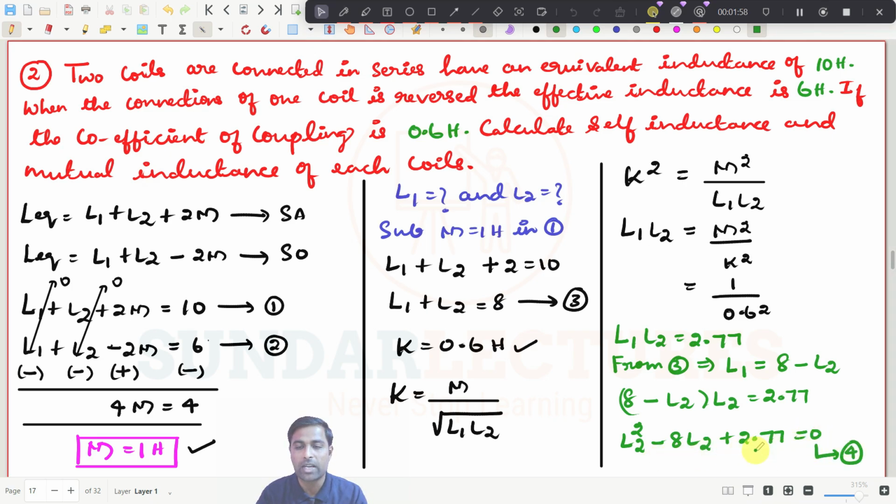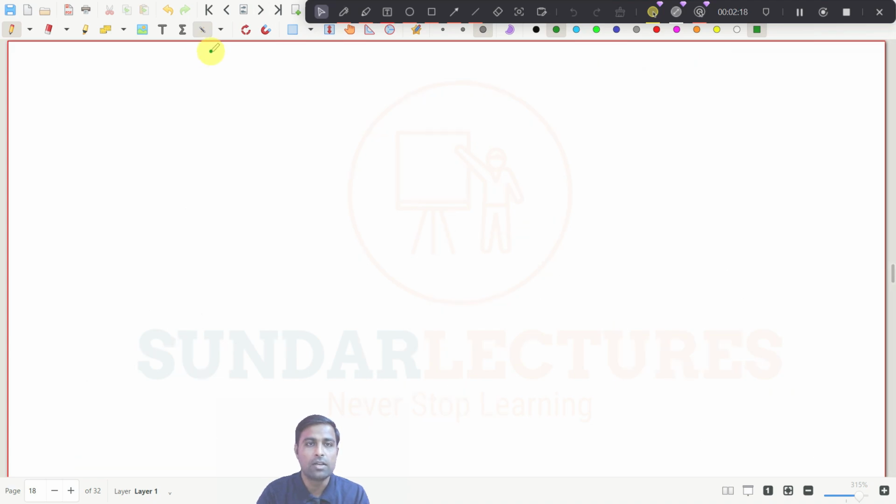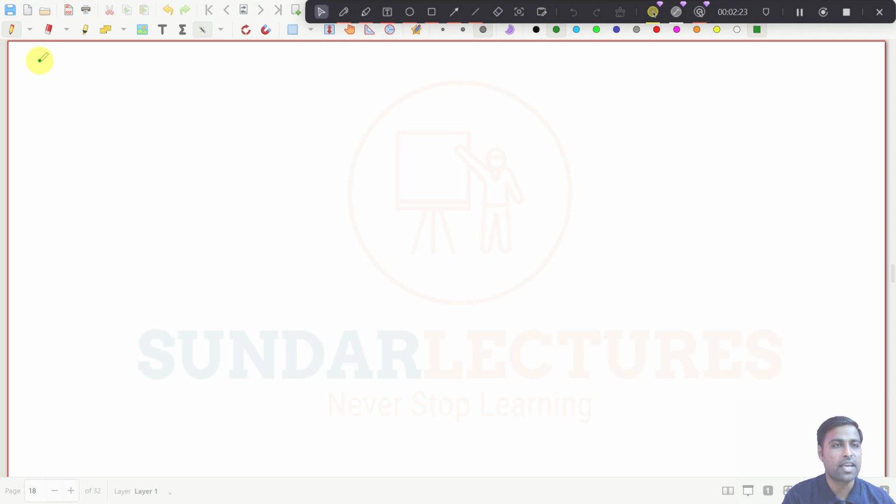This is nothing but a quadratic equation, and you can easily simplify this. Use minus b plus or minus square root of b squared minus 4ac, whole divided by 2a. The a coefficient is 1, the b coefficient is minus 8, and c is 2.77. I am not going to do those calculations; you yourself find these values. So what are L1 and L2, straight away?